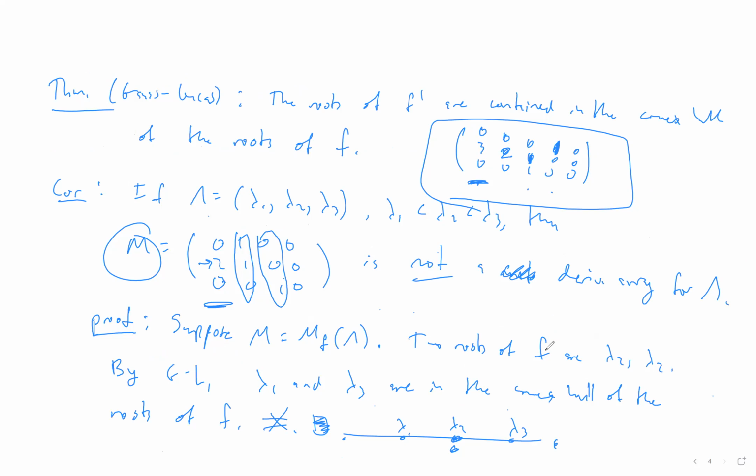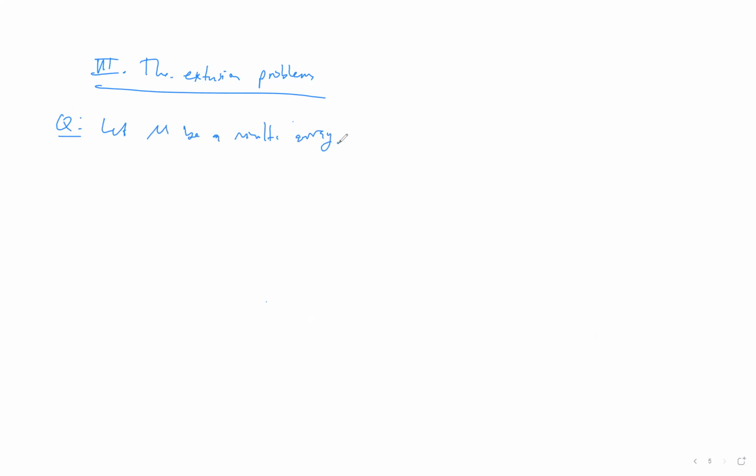Okay, cool. So now I want to change gear a little bit and talk about another problem that Mel raised in his initial paper, which is the extension problem. So this is kind of cute. So here's the question. Let M be a multiplicity array. So it may or may not be a derivative array. But suppose that it's not a derivative array. Is it going to be part of a derivative array in some sense?